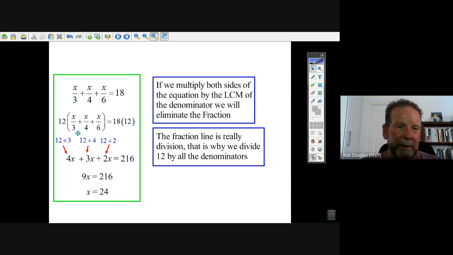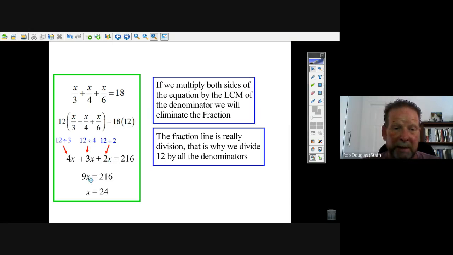But when you multiply by 12 here, watch this. This is what you do. You go 12, this is really a dividing line, 12 divided by 3. Well, that equals 4. So that whole fraction just turns into 4x. And 12 divided by 4, you're multiplying, but you're going 12 times x divided by 4. You can go 12 divided by 4, that gives you the 3x. And then the last one, 12 divided by 6, gives you 2x there.